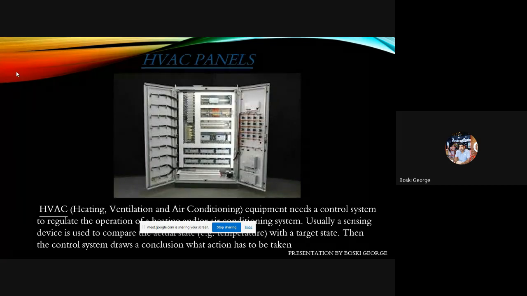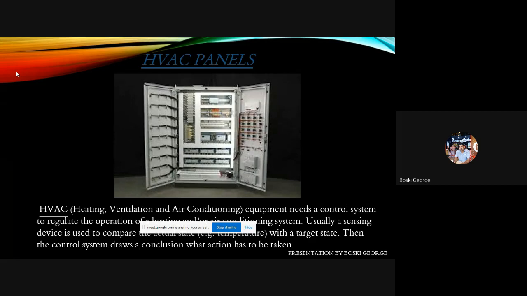The next panel is the HVAC panel, the heating, ventilation and air conditioning panel. HVAC controllers are used to monitor and control the performance of heating, ventilating and air conditioning systems. Mainly buildings use HVAC control, such as malls and theaters. They monitor indoor environmental factors like humidity and temperature, and control the heating and cooling to be achieved at set levels.